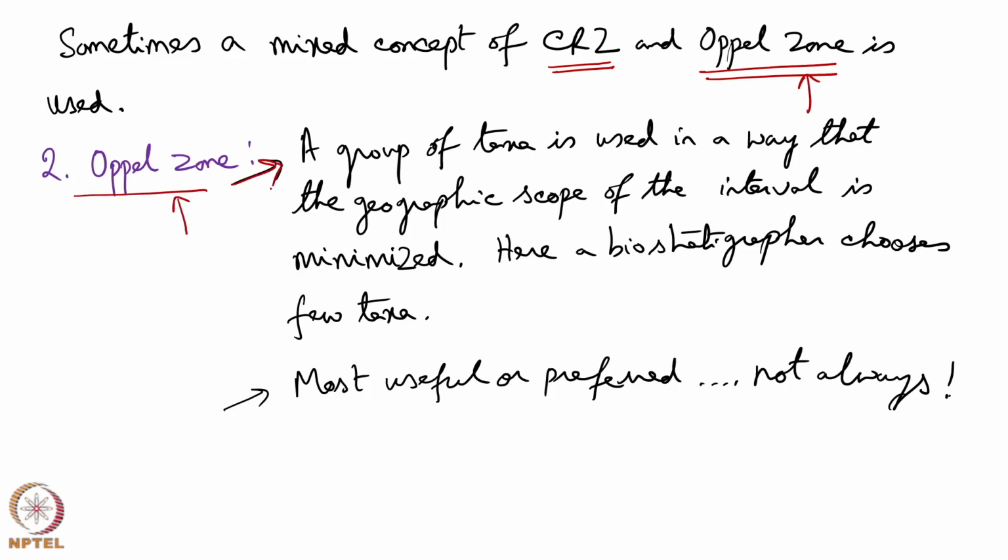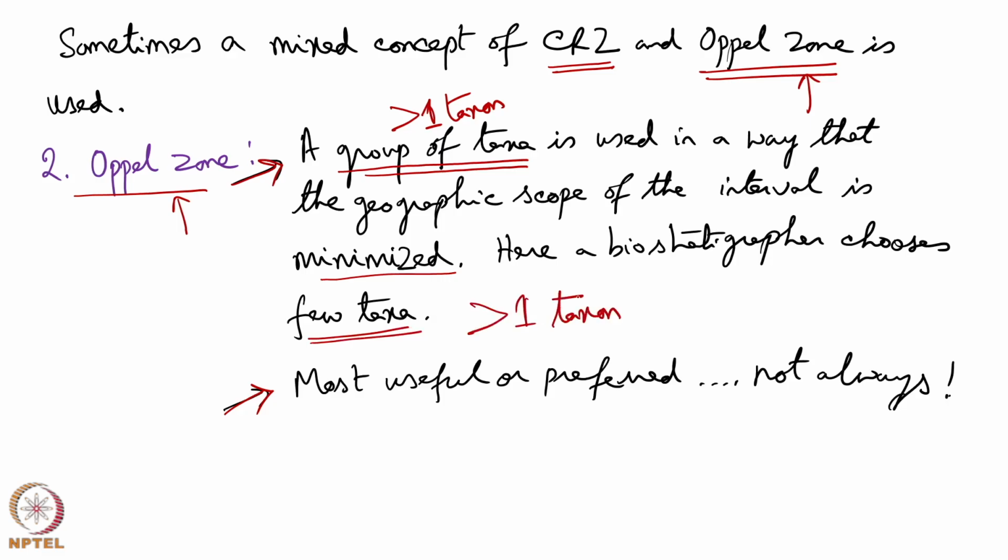So, we have got two major statements we have to remember. A group of taxa is used, that means more than one is used. Immediately we are not calling taxon, a group of taxa, that means more than one taxon is used in a way that the geographic scope of the interval is minimized. Here a biostratigrapher chooses few taxa. As I told you, we are dealing with more than one taxon, and the opal zone is most useful or most preferred, but it is not always.